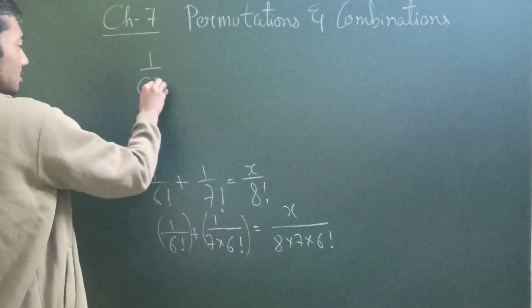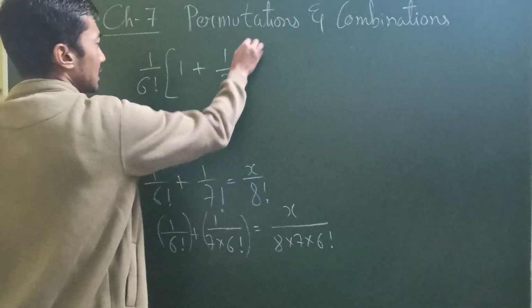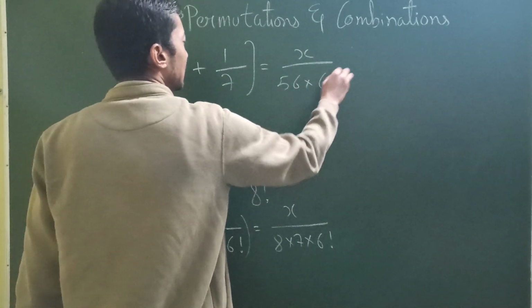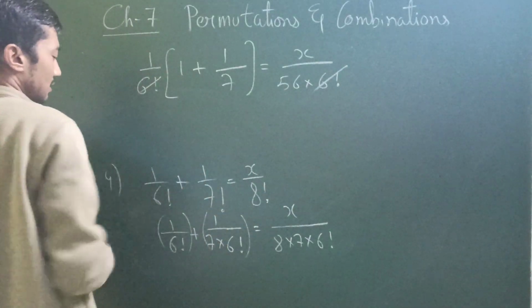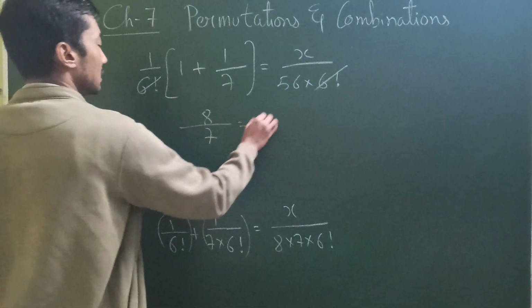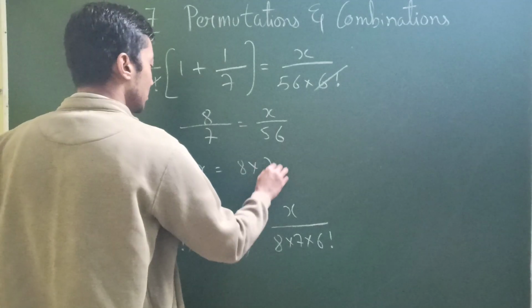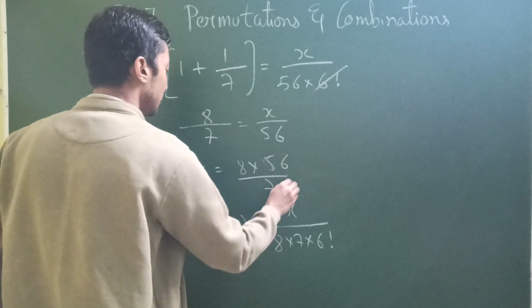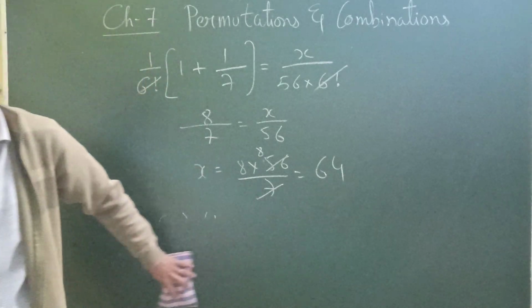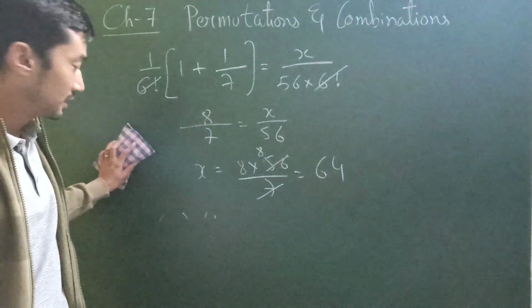So by taking 6 factorial common, what is left here? 1 plus 1 upon 7 is equal to x upon 8 into 7, which is 56, into 6 factorial. Now 6 factorial and 6 factorial I can cancel out. So LCM 7, 7 plus 1, 8, that's going to be x upon 56. So x will be 8 into 56 by 7. That means the value of x is 64. Okay? Got it?